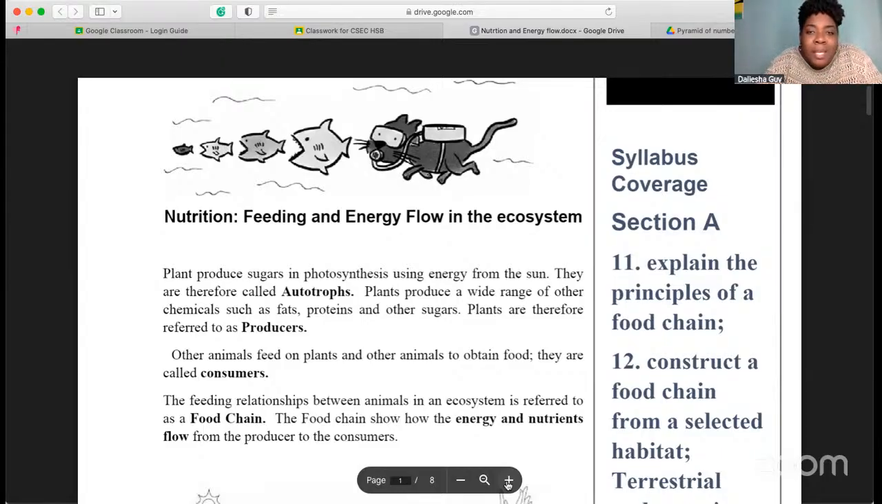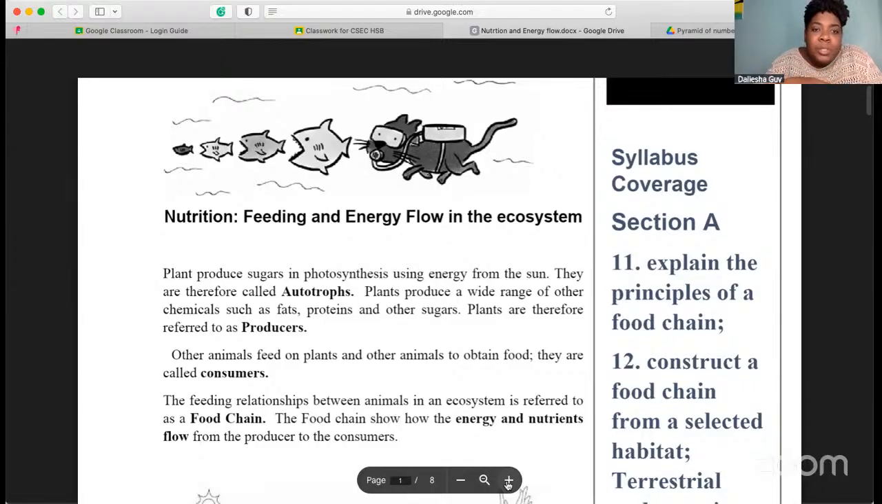In some rare cases, there are some bacteria that are actually producers. They don't use photosynthesis or energy from the sun. They use chemicals to be able to produce energy, but we're not going to touch on that today. So our main producers for today are plants.